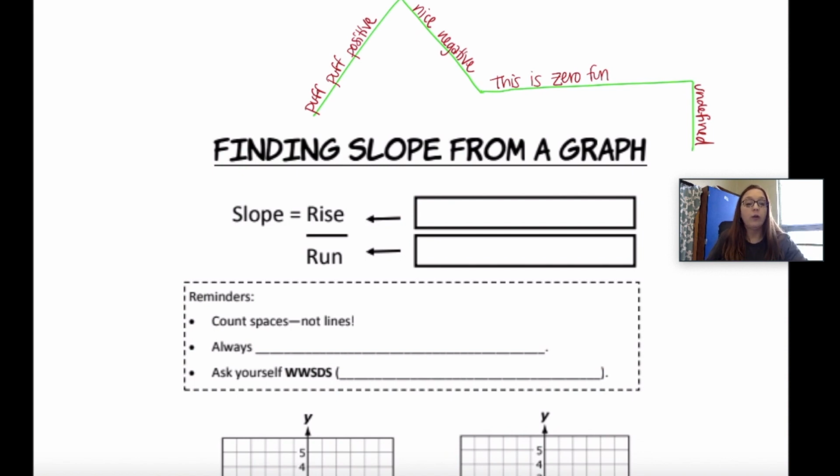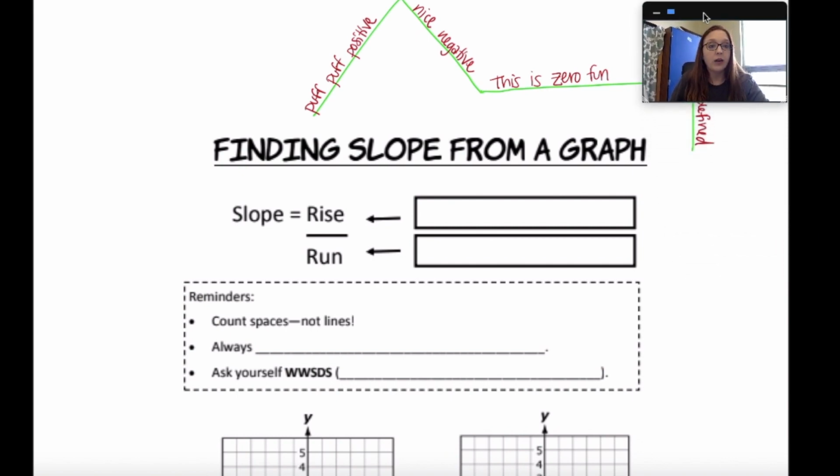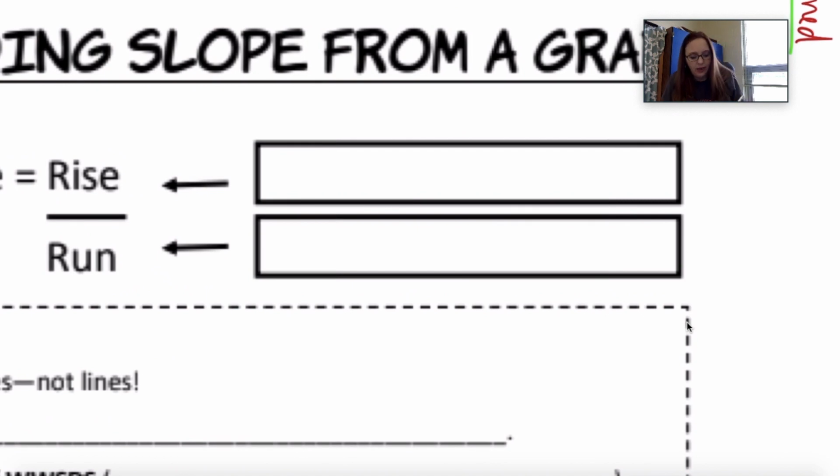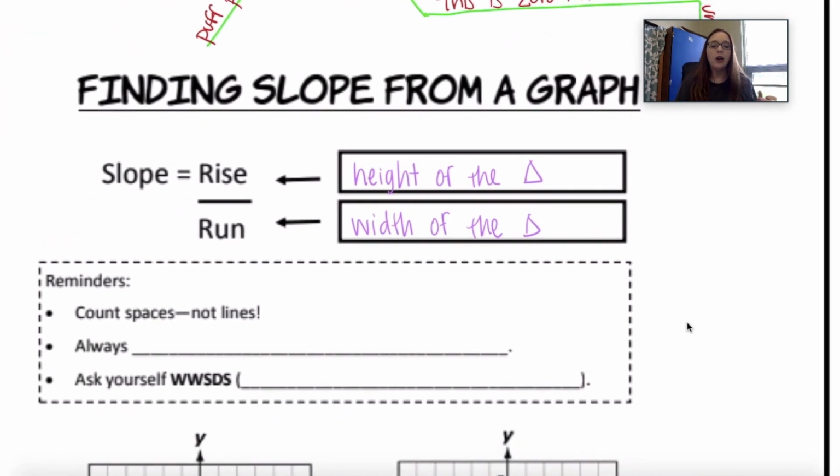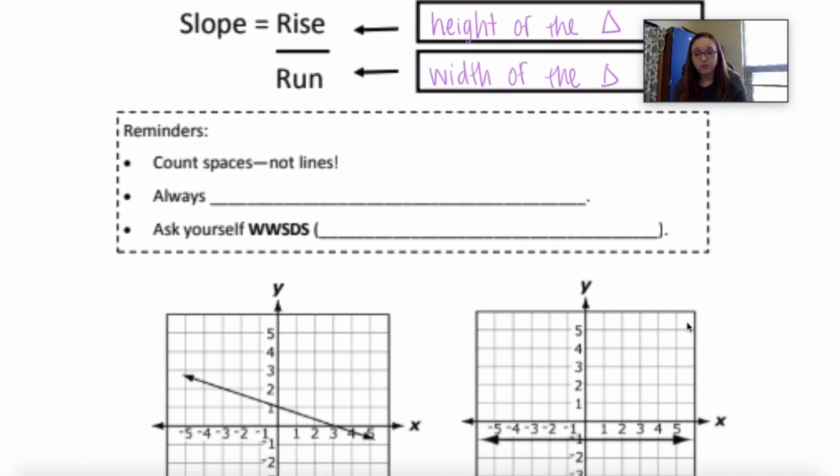All right, I'm going to move my screen here. There we go. And we're going to fill in this information. So slope can also be defined as rise over run. So the rise is known as the height of the triangle, and the run would be the width of the triangle. So what we're going to be doing is looking at a graph and finding the slope of the line on that graph, and we're going to do that by making slope triangles.